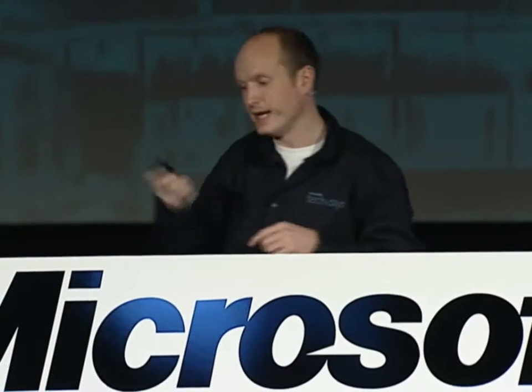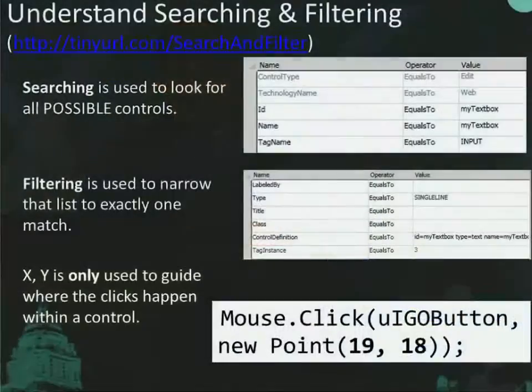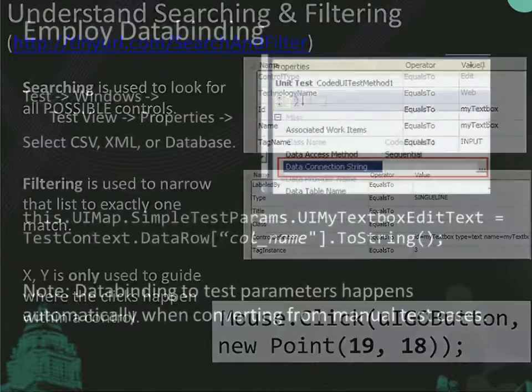But again, at the top level, what we do is we start by generating a list of all possible controls using ands. So we're looking for buttons, and they should be named this, and they should be yada, yada, yada. And then if it's a web application, then we use filtering to then narrow that list based on some parameters so that we try to find exactly one match. And again, XY is only used for clicking within the button. It's not used for finding a particular control.